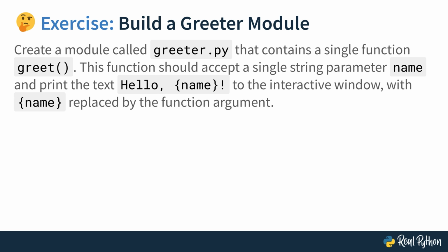This exercise is build a greeter module. Create a module called greeter.py that contains a single function, greet. This function should accept a single string parameter named name and print a text hello and then the name to the interactive window, with name replaced by the function argument. So, for example, hello Bartosz or hello Tepan. Okay, now you can stop this video course, work on the solution, and once you're ready, continue with the next lesson, where I show you how I solve this exercise.